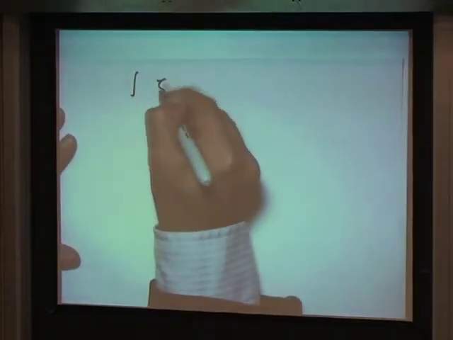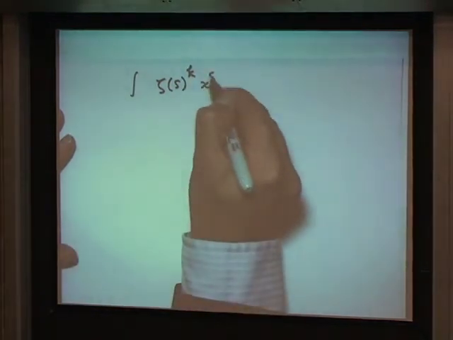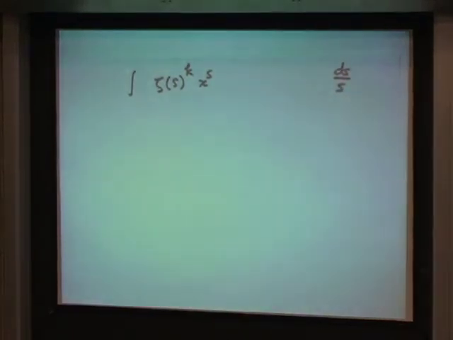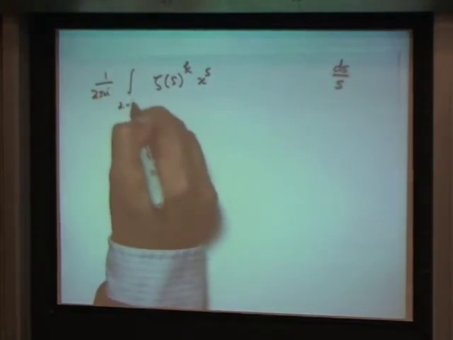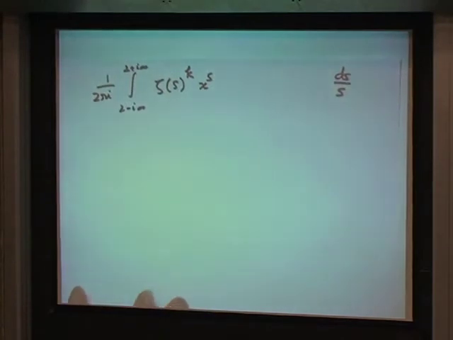I'm trying to deal with the k divisor function, which is something like zeta of s to the k. I'm trying to evaluate something in terms of this. If I multiply this by x to the s ds over s, that's kind of counting for me, on some line from 2 minus i infinity to 2 plus i infinity, the number of k divisors up to x.